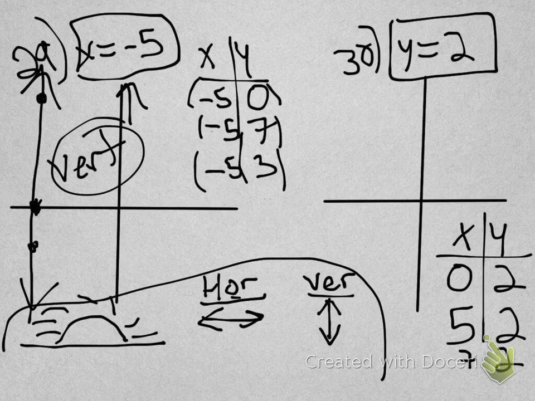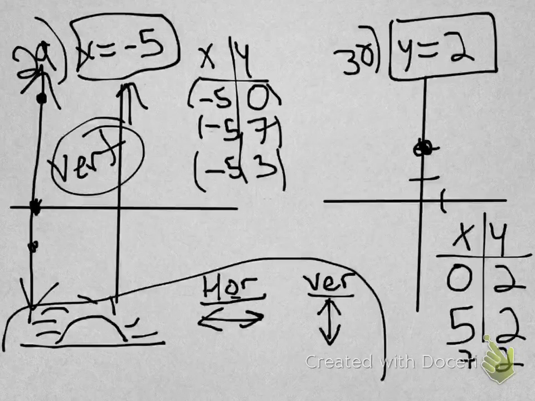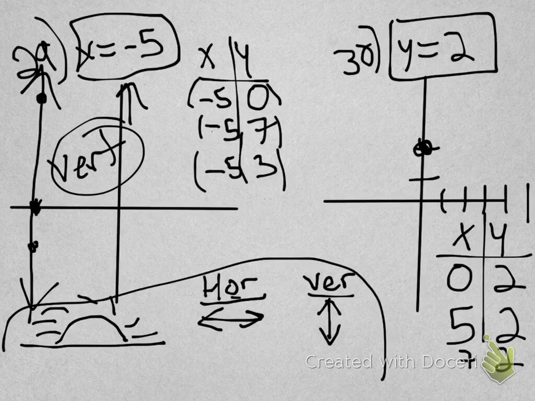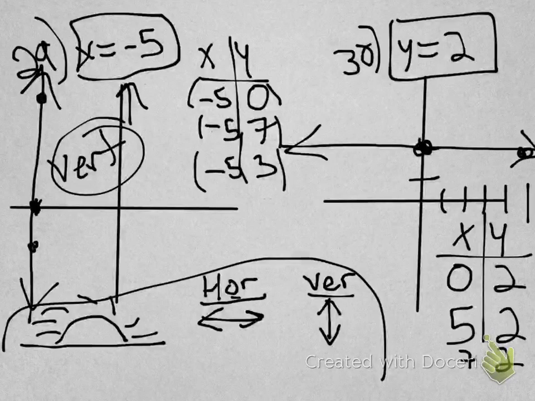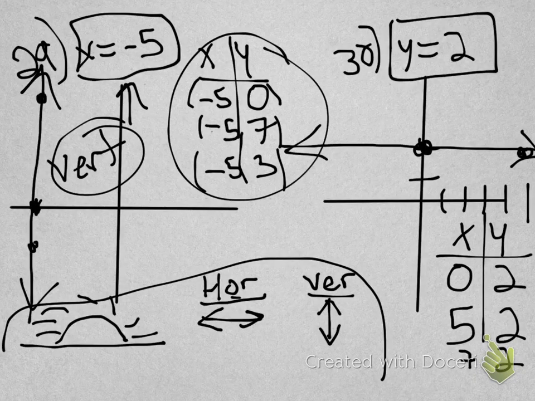So we go here and we plot these points. 0, 2, put a dot. Go over 5, 1, 2, 3, 4, 5, up 2, put a dot. Go over 7, put a dot. And that makes a horizontal line, all through y equals 2. So make horizontal and vertical lines easier for you by understanding these coordinates.